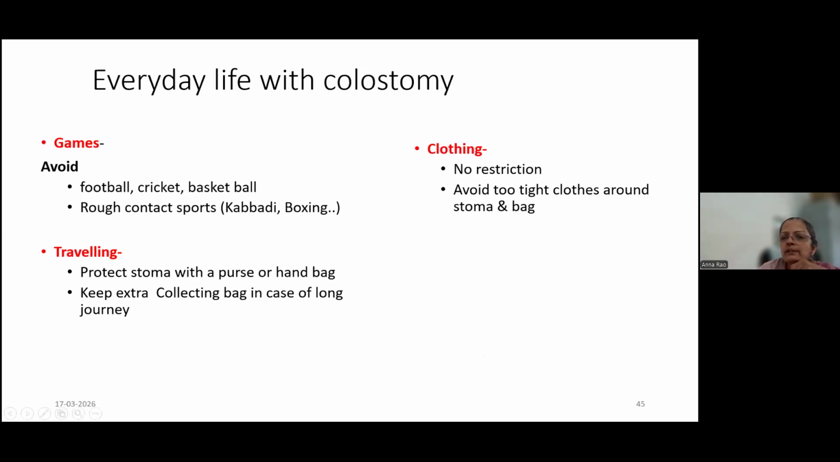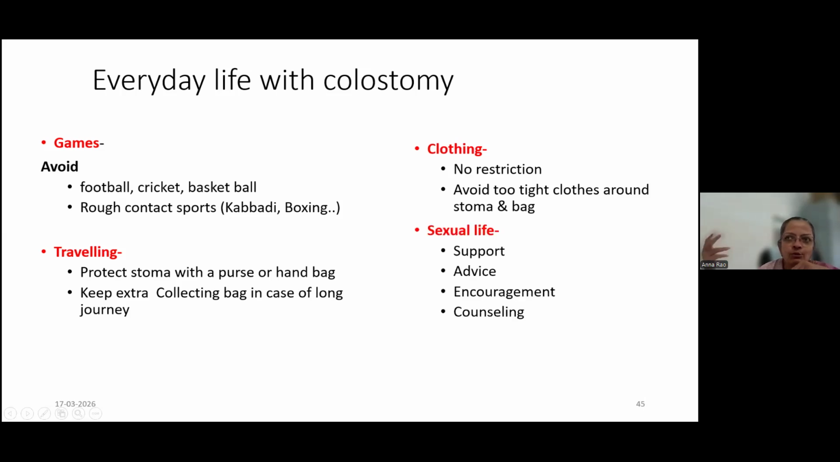Then no restriction over the clothing, but they can wear loose clothes, because tight belts and all will cause problems of compression on the back and stoma and all will occur, right? So loose clothes are advised.